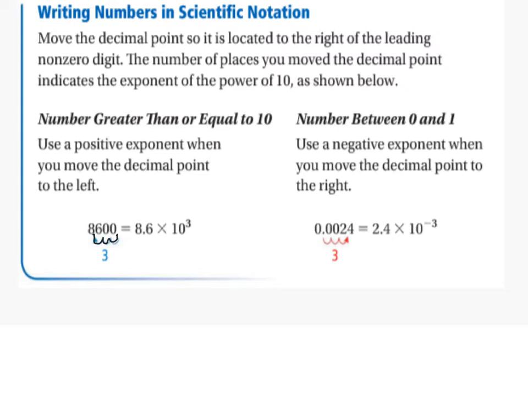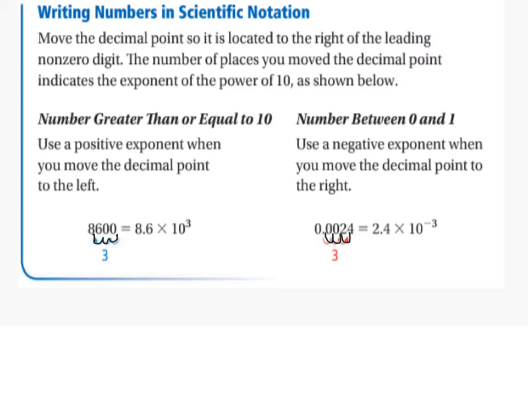Number between 0 and 1. You're going to use a negative exponent when you move the decimal point to the right. Okay, so here's my decimal point. I'm going to move it to the right. 1, 2, 3. 2.4 times 10 to the negative 3.